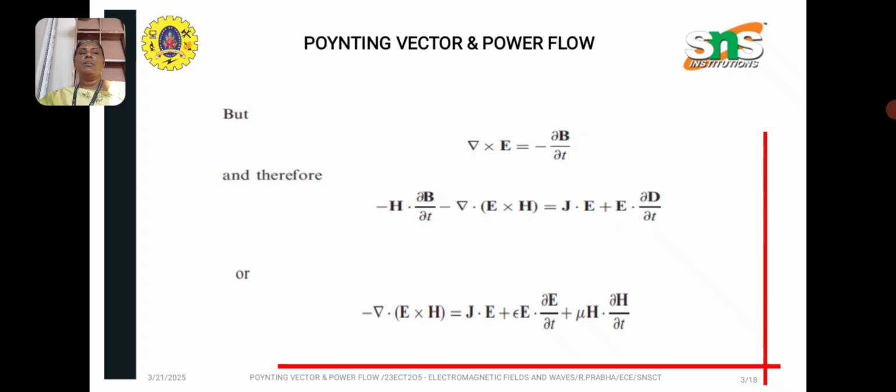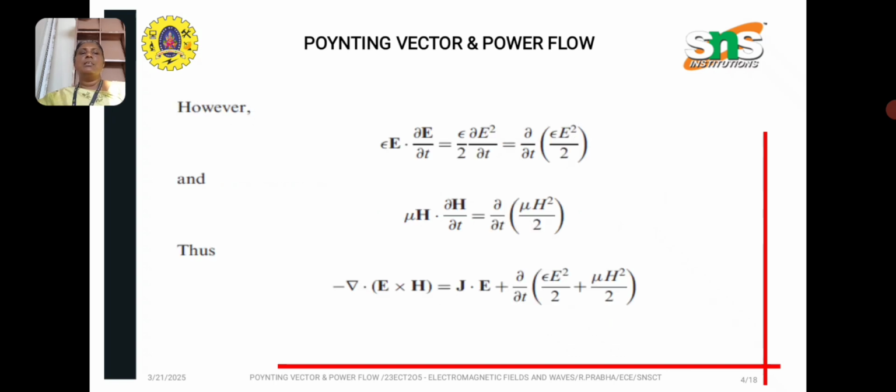And del cross E is equal to minus dou B by dou T, so we get minus H dot dou B by dou T minus del dot (E cross H) is equal to J dot E plus E dot dou D by dou T. Now minus del dot (E cross H) is equal to, and this term minus H dou B by dou T will go to the right side as J dot E plus epsilon E dot dou E by dou T plus, with B substituted as mu H, mu H dot dou H by dou T. And epsilon E dot dou E by dou T is epsilon by 2 dou E squared by dou T, and this can be written as dou by dou T of epsilon E squared by 2.